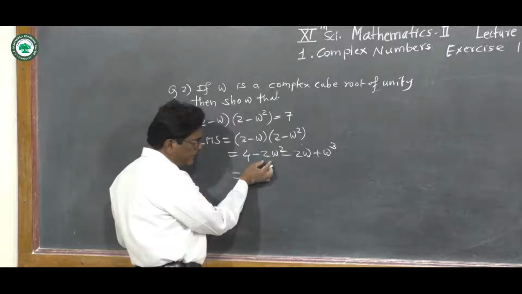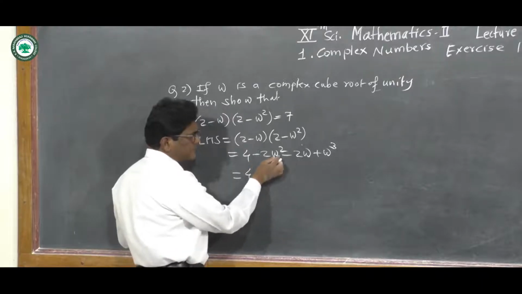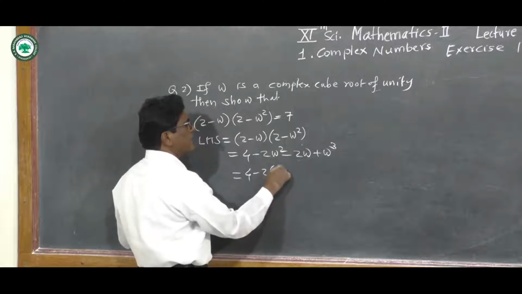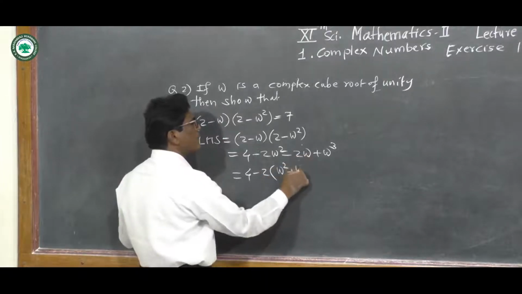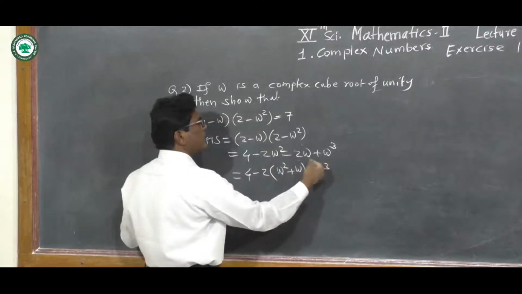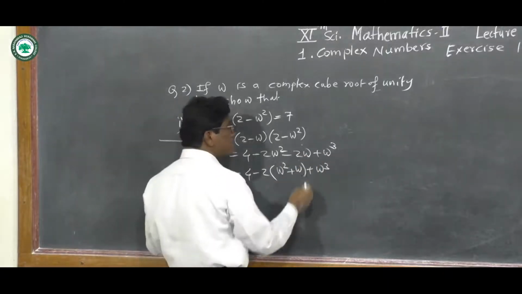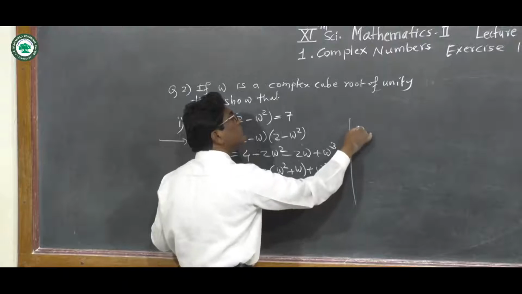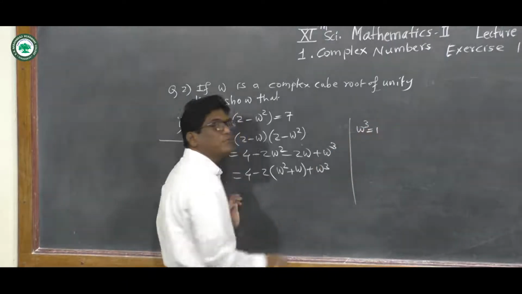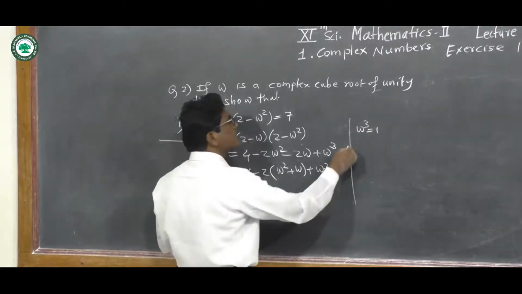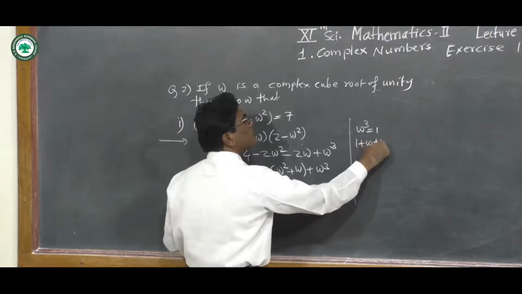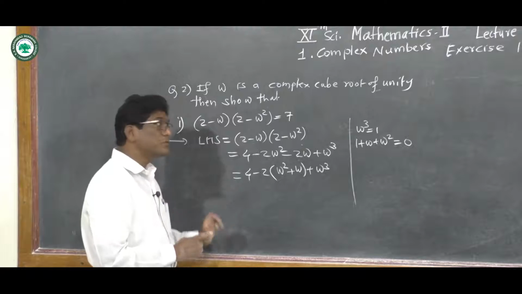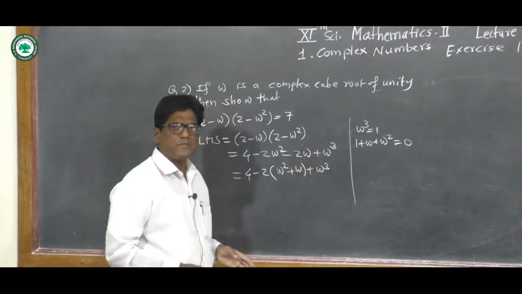Now here we take minus 2 common. So minus 2 in the bracket, here omega square and plus this omega, and plus omega cube. Now we know that since omega is a complex cube root of unity, we have two formulas. Omega cube is equal to 1, and the second one is 1 plus omega plus omega square is equal to 0. We know these formulas. We have to use these relations and solve all problems.